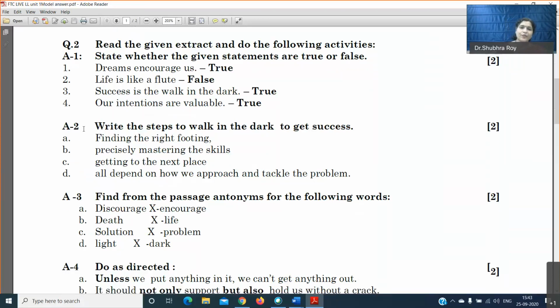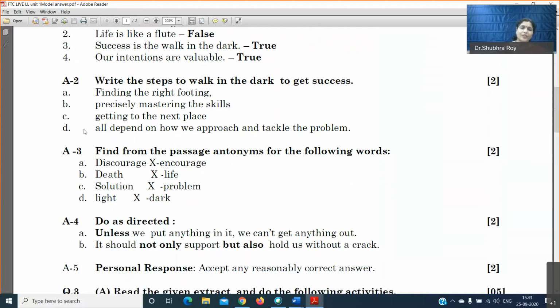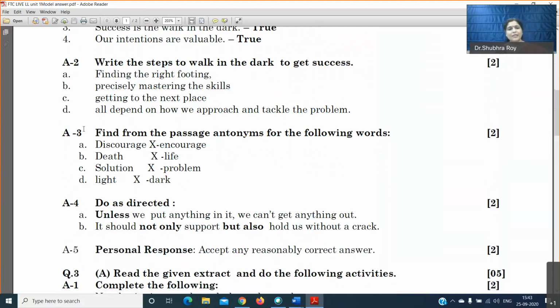Then go to activity 4. Activity 4 is based on grammar. Do as directed. 2 sentences were given.